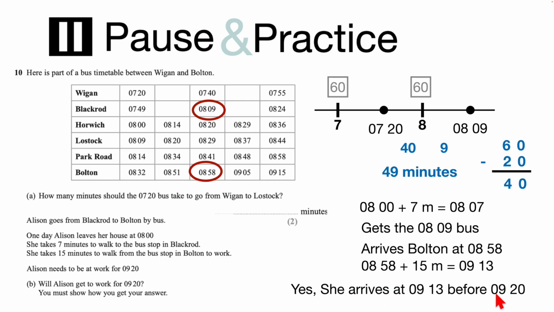Answer it as if you think the examiner is an idiot. He's probably not an idiot, or she's not an idiot, but they might have just had a big row with their kids. Do not give them an excuse to find anything wrong, and state the obvious. Will she get to work? Yes. She arrives at 9:13, which is before 9:20. Just how simple is that?